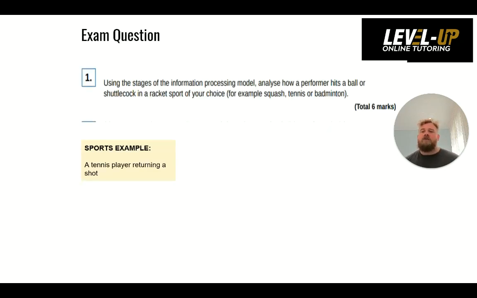Next question. Using the stages of the information processing model, analyze how a performer hits a ball or shuttlecock in a racket sport of your choice. So squash, tennis, or badminton. So we're going to look at the sporting example of a tennis player, but you can pick whether you want to do squash or badminton.